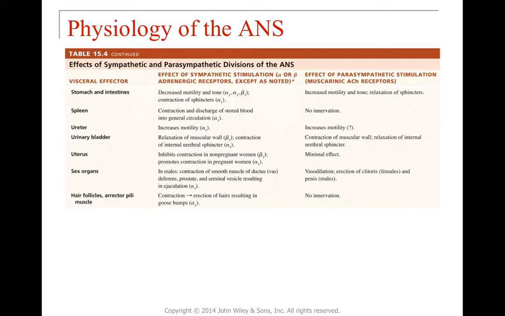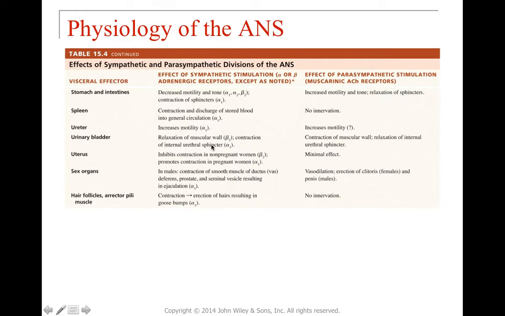The spleen is not going to have any innervation under the parasympathetic pathways, but under the sympathetic pathways, it will contract and discharge stored blood into general circulation, and that will allow us to increase our blood volume in case we are going to have to use it to distribute glucose to all of our cells because we're running away from an attacker. The ureter and the urinary bladder are also underneath the sympathetic stimulation. Under sympathetic stimulation, the relaxation of the muscle wall and contraction of internal urethral sphincter can occur. Whereas under parasympathetic stimulation, we can have contraction of the muscular wall and relaxation of internal urethral sphincters, which will lead to urination.